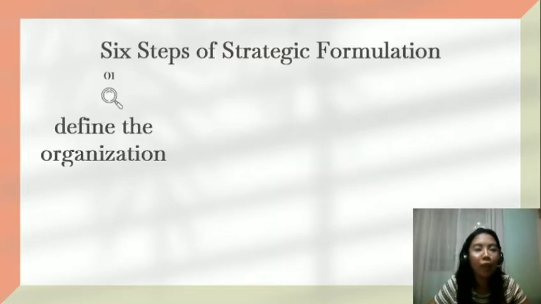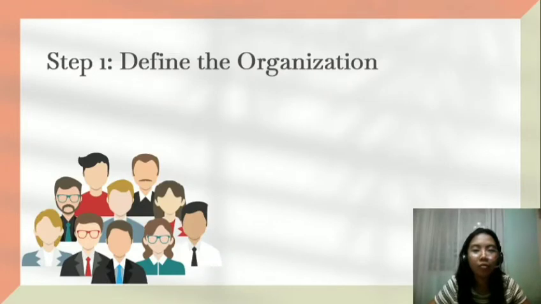First is to define the organization. In defining an organization, we need to identify the company's customers. A company must identify the factors that are valued by its customers. So, here are some ways to define the organization. First is the end benefit. Customers will ask the question, "What's in it for me?" What does the company or the organization's product have to offer that will benefit me?